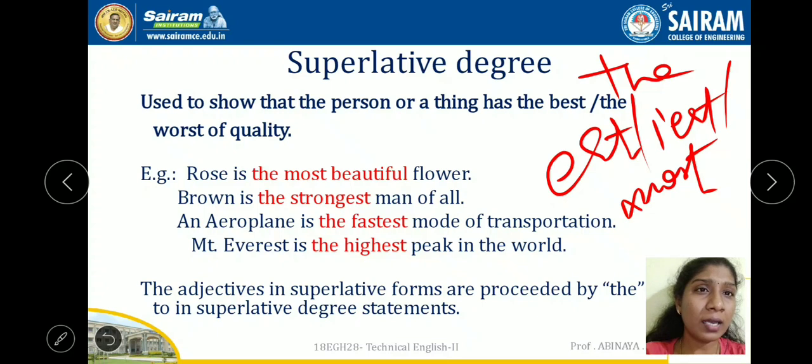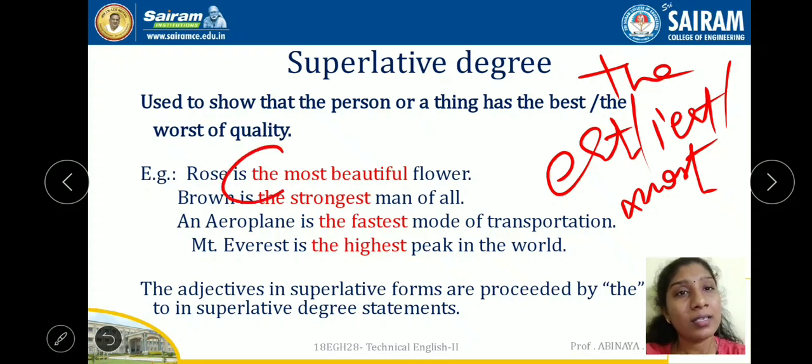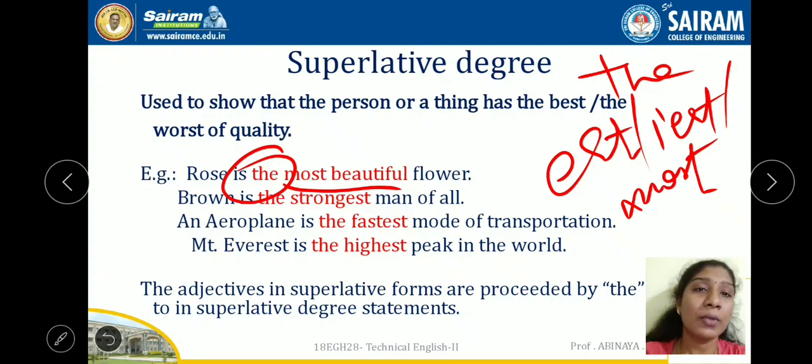Rose is the most beautiful flower. Brown is the strongest man of all. An aeroplane is the fastest mode of transportation. Mount Everest is the highest peak. So whenever you come across a sentence with the, the next will be the superlative degree with most or else est, right? Okay. The adjectives in superlative forms are preceded by the in superlative degree statements.